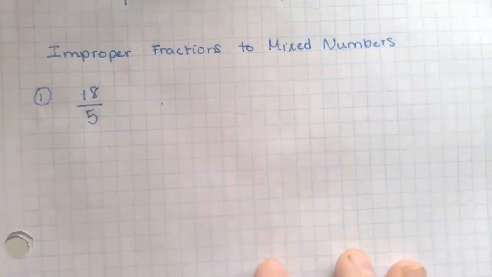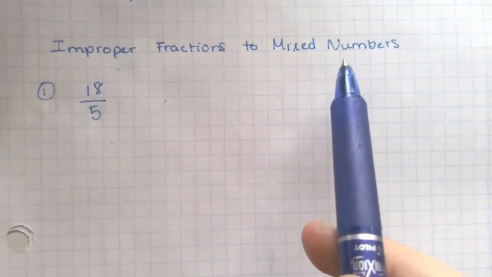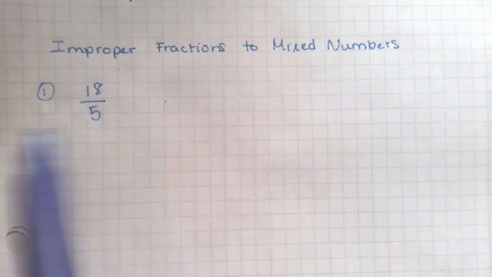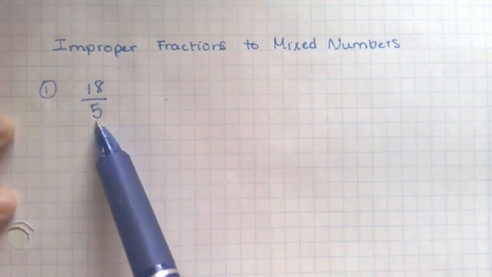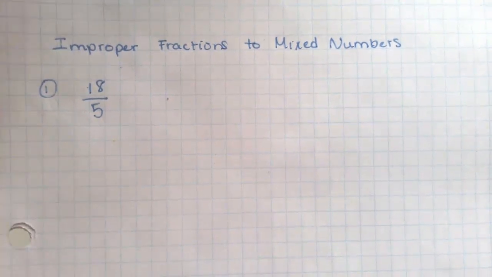Okay, so now we're going to do improper fractions to mixed numbers. We're going to switch it around. So this is an improper fraction. Now, there are several ways to do this, just so you guys know. And in your 5th grade or elementary class, you probably learned a different way. I'm going to show you 2 different ways to do this. It just depends on you.